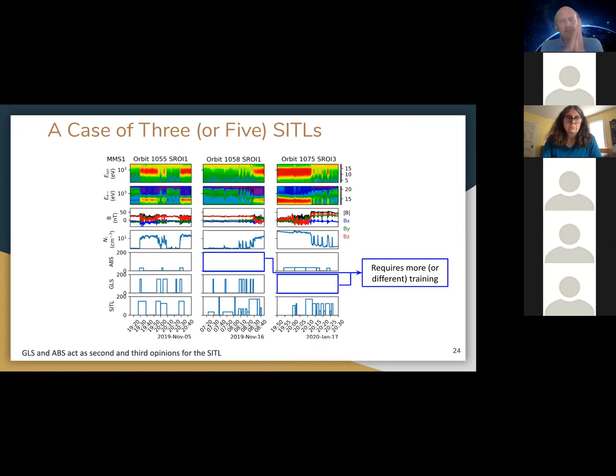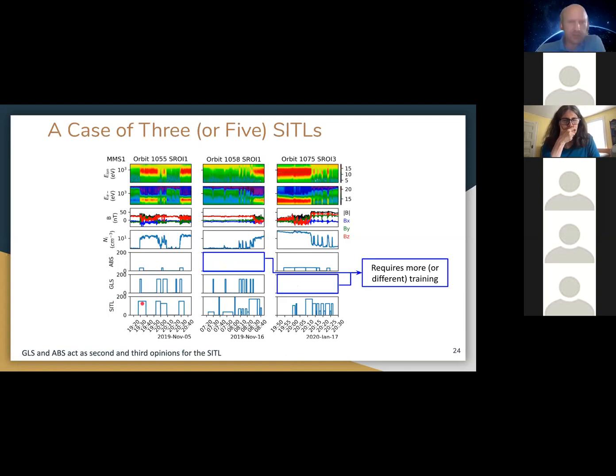These are three different cases of how our model's doing. In one, all three burst selection algorithms selected similar levels. Then there's a case where the ABS didn't select anything, and one case where the GLS RLSTM model didn't select anything.